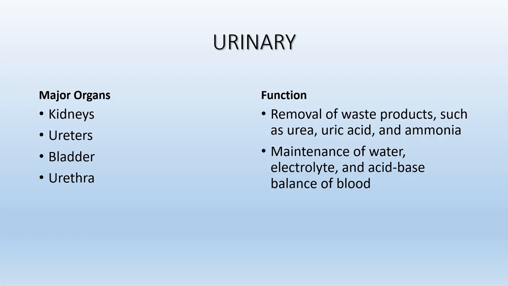The urinary system is going to involve your kidneys, your ureters, the bladder, and the urethra. The function is to remove waste products such as urea, such as ammonia. This also plays a huge role in maintaining the acid-base balance in the blood, along with the respiratory system. The urinary system is going to assist with that.